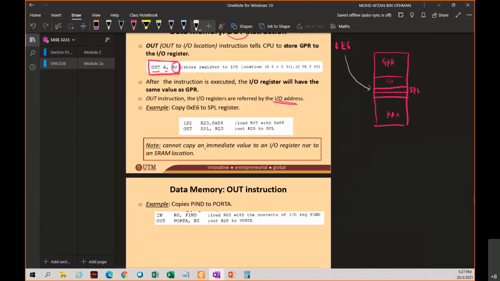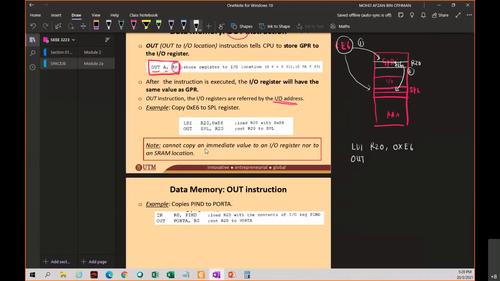So what you're going to do is first ambil value ni masuk dalam GPR, and then from this GPR baru pergi ke SPL. So kamu ada dua step lah kat situ. How to load this E6 kepada GPR? By using the LDI. R berapa nak pakai? R20 lah. LDI R20, 0xE6. So what happened here? R20 sudah ada value E6. So the value from here you can transfer to SPL by using the out.